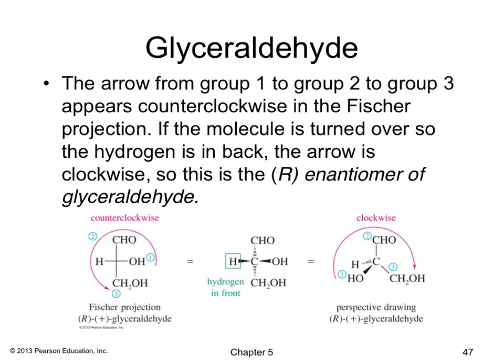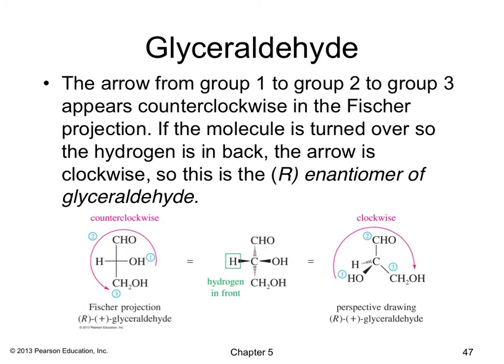Glyceraldehyde: the arrow from group 1 to group 2 to group 3 appears counterclockwise in the Fisher projection. If the molecule is turned over so that the hydrogen is in the back, the arrow is clockwise, so this is the R enantiomer of glyceraldehyde. Again, this is showing the priorities. This is going to be 1, 2, 3. Again, this is going counterclockwise, but since this is in the front, coming out, you're going to do the opposite. So that's why it's an R.